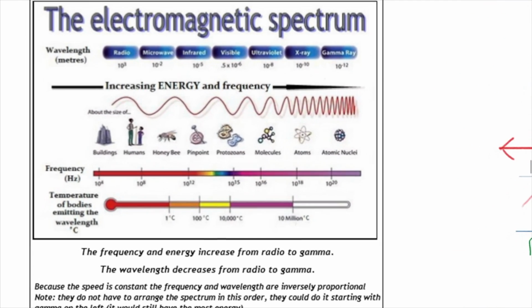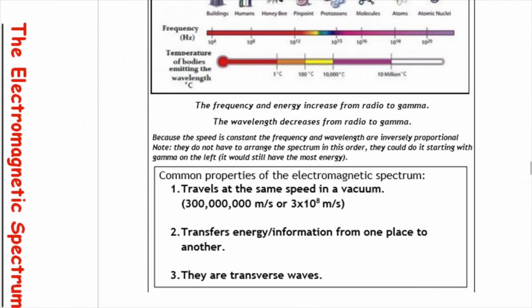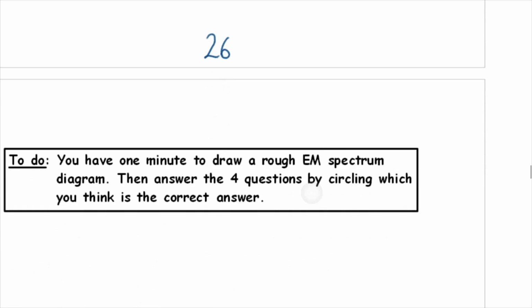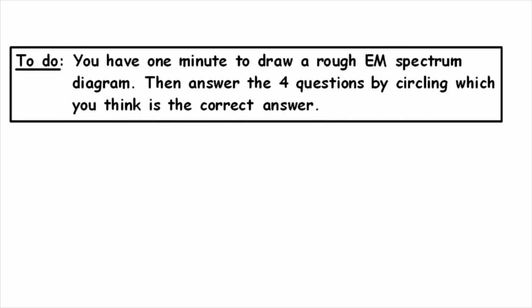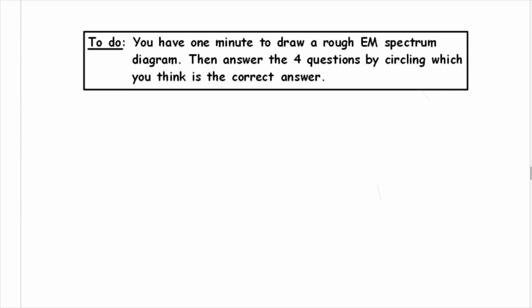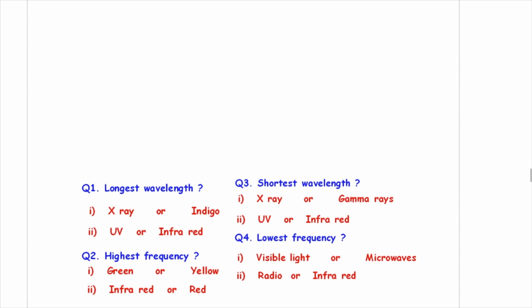That's quite useful to look at. Okay, you can pause the video in any part of that, which is a summary of what we covered so far. Now your next challenge on page 27 is this. You have 1 minute to draw a rough electromagnetic spectrum diagram like you've just drawn, then answer the 4 questions by circling which you think is the correct answer. Here are the 4 questions at the bottom. Don't worry if it's not exact.